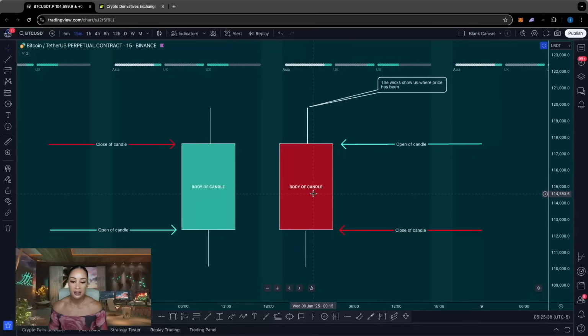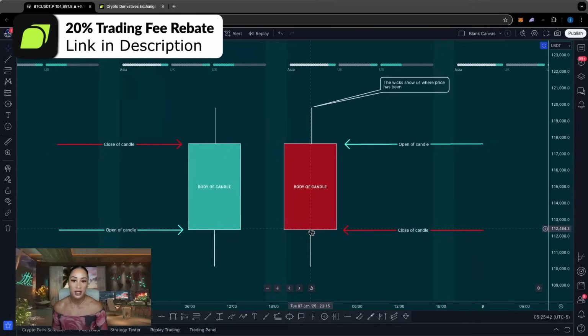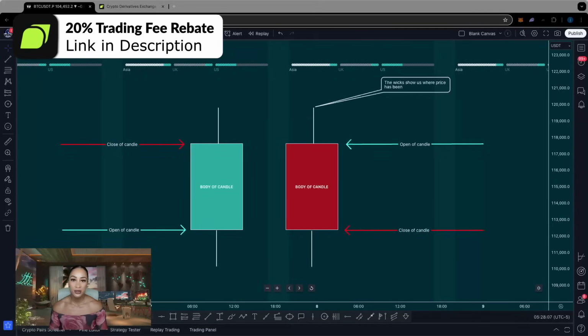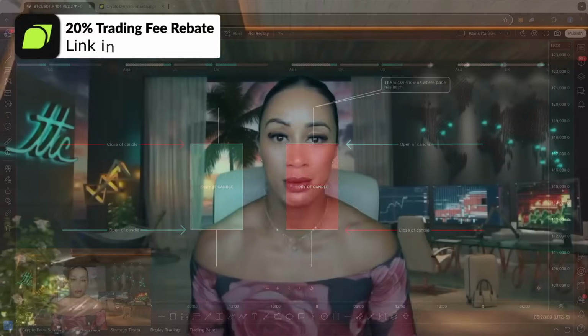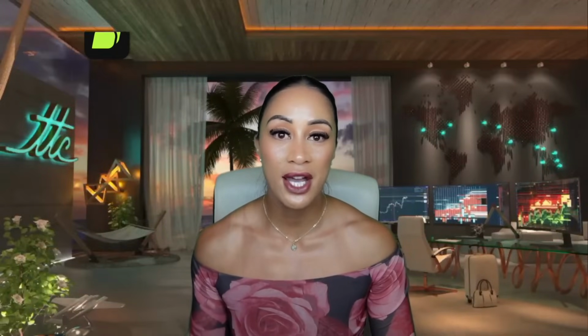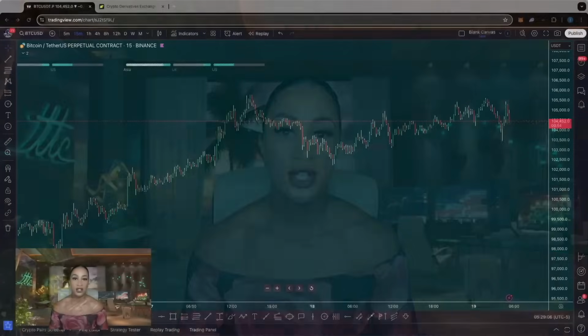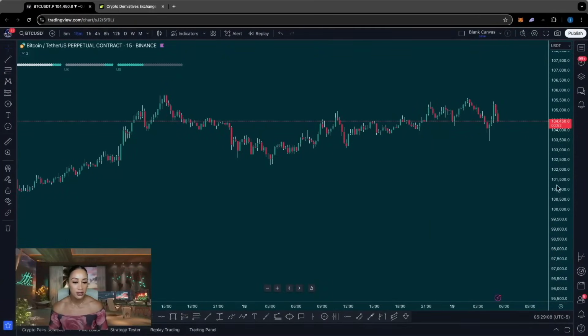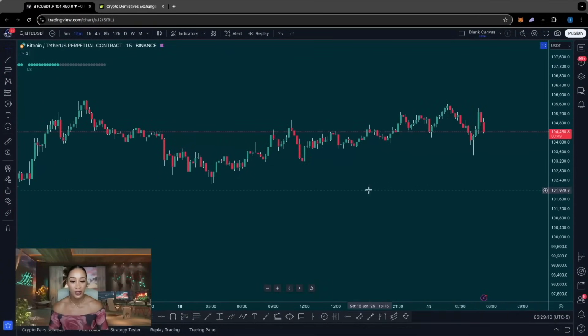If the body of the candle is red, it means price closed lower than it opened, giving us a bearish candle. The candlestick chart is the most popular chart for crypto traders because it shows detailed price action and patterns that can signal future price movement. So today we'll focus on candlestick charts, as this is what most pro traders use.